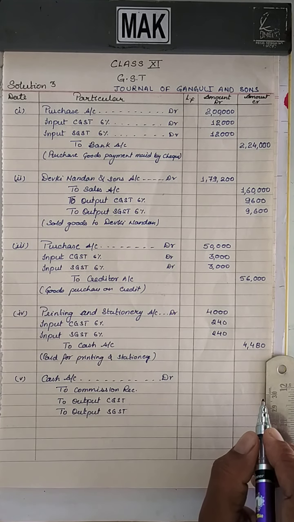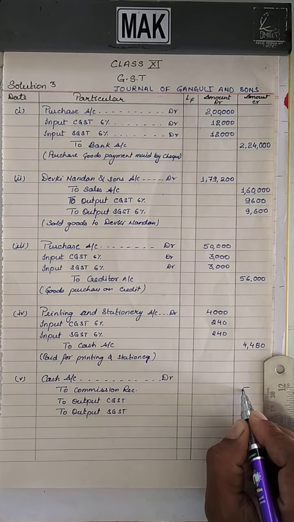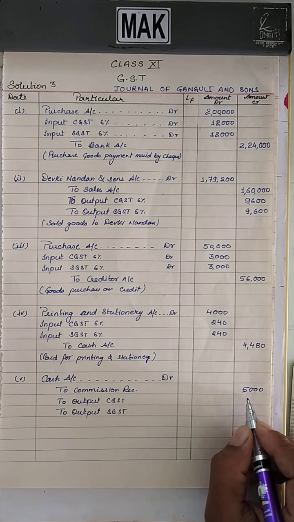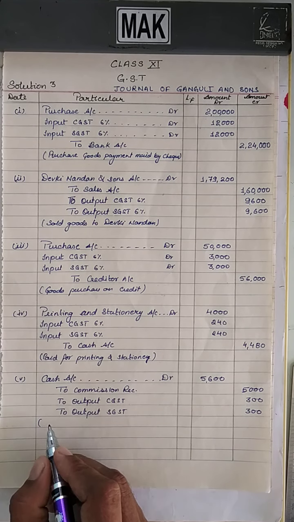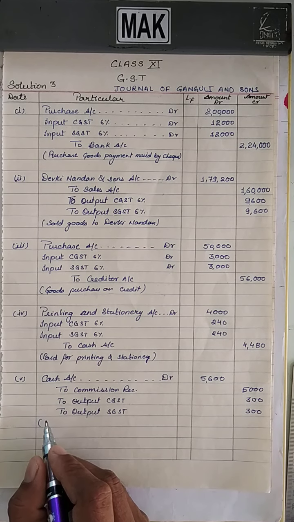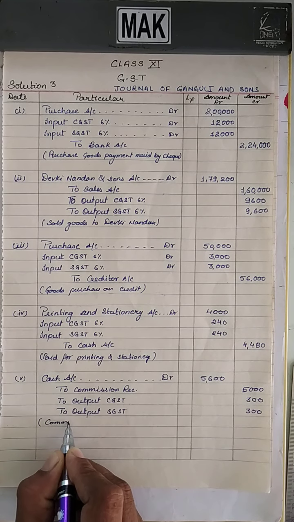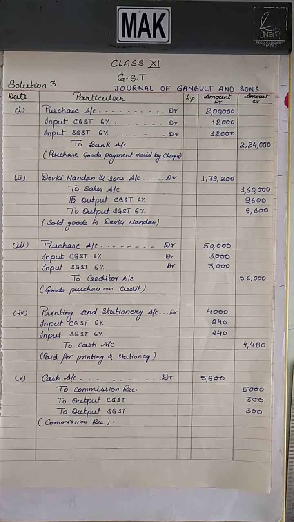So first of all we will see how much commission we are going to get. We are getting 5,000 rupees commission. On this commission of 5,000, what is the tax collected? 6% of 5,000 is 300, and 6% of 5,000 is 300. So it will equal 5,600 commission received. Now here we will make the entry, you can write commission received. Is it clear? Now the main entry, output CGST adjusted against input CGST.